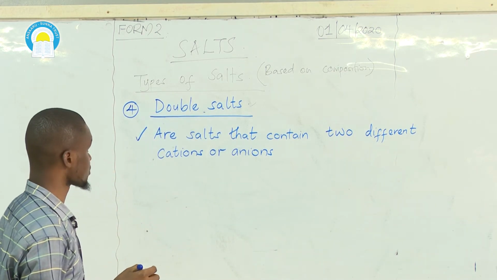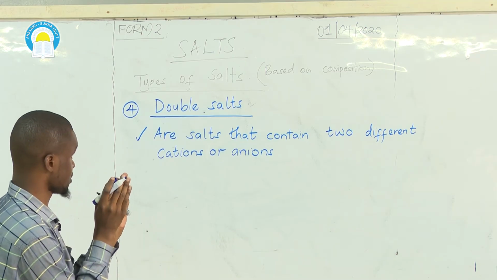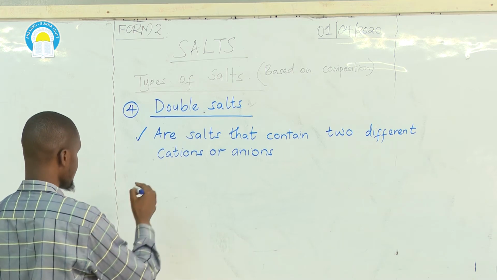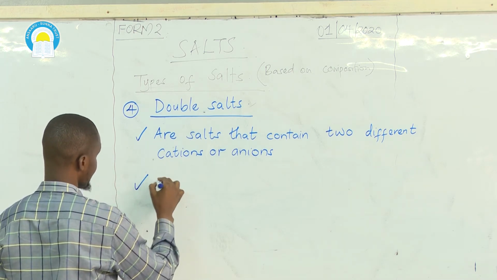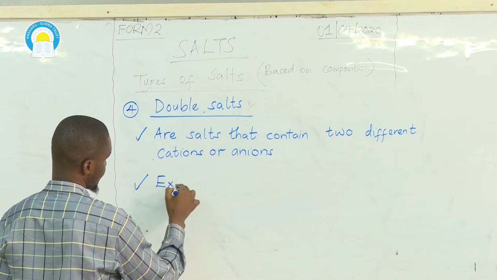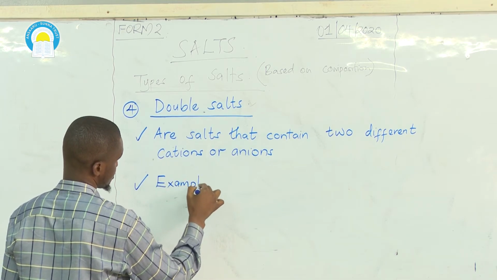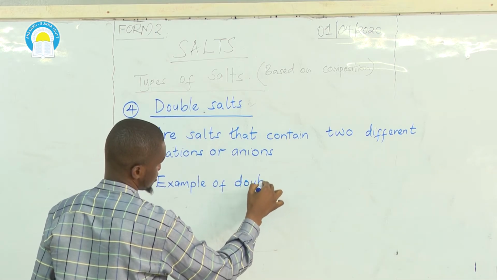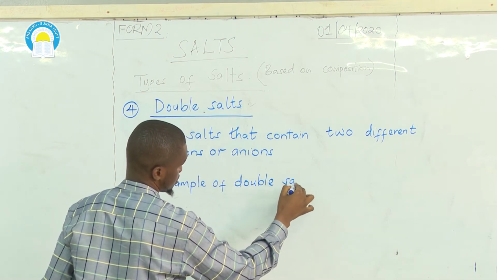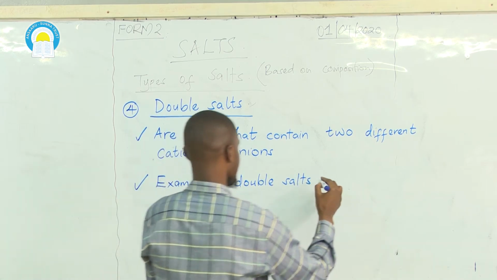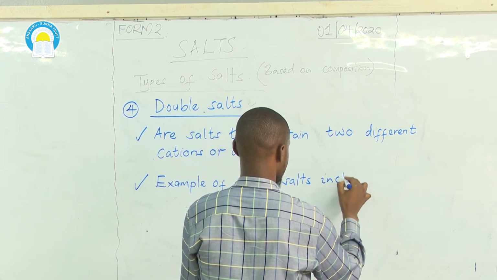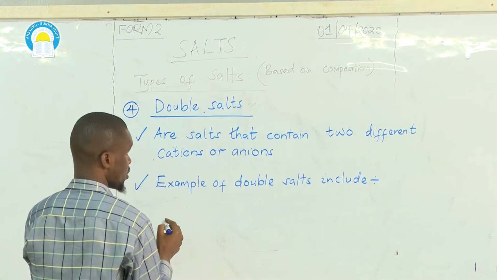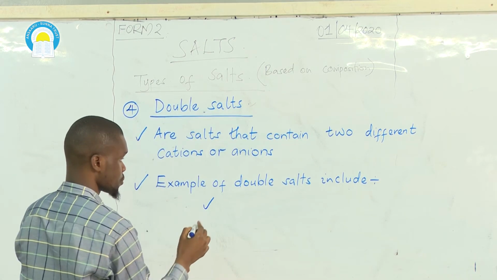You're saying salts that contain two different cations or anions. What do we mean by this? Maybe the examples will show. Examples of double salt include, we can talk about number 1, trona.